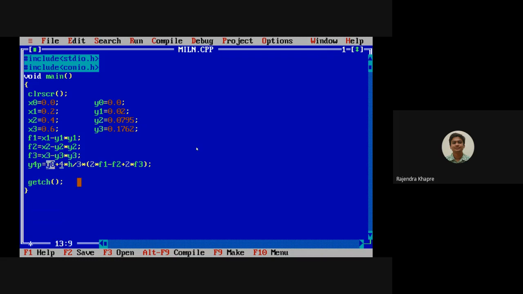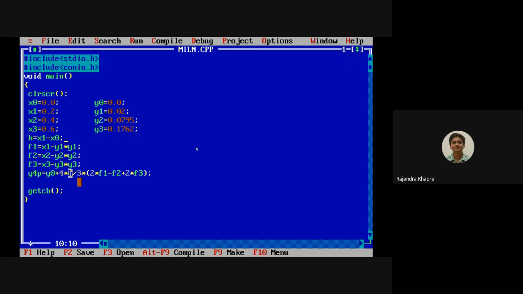Now the only part which is remaining is this h. H is not known. Basically h is nothing but the difference between two consecutive values of x. So I can write h equals to x1 minus x0, or I can write x2 minus x1, or I can write x3 minus x2, one and the same thing. So let me write down x1 minus x0. So we have now the value of y0, we know the value of h, we know the value of f1, f2 and f3.